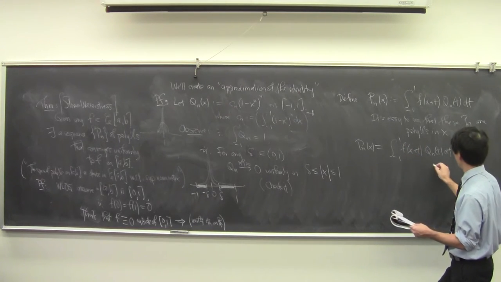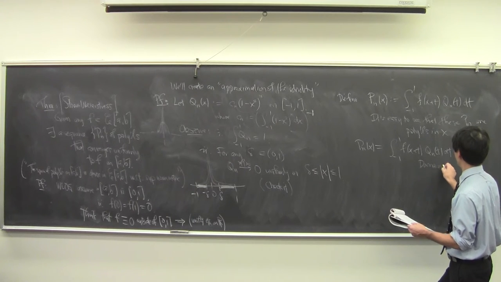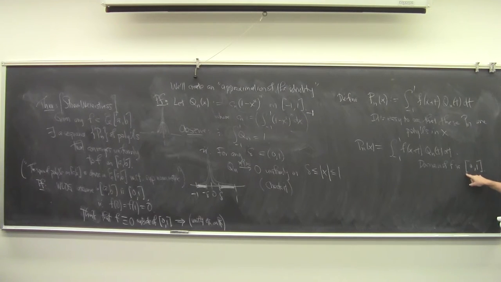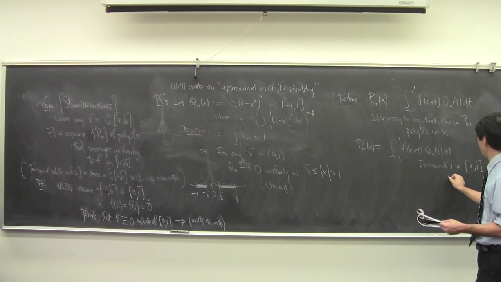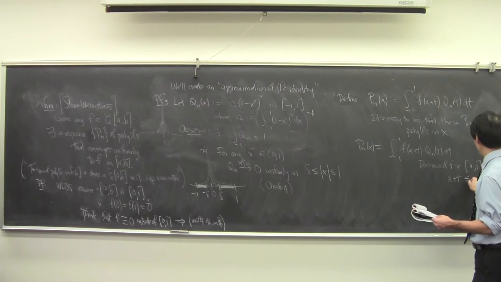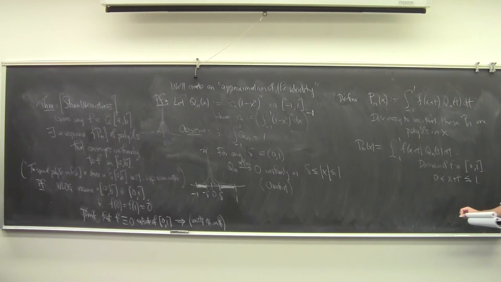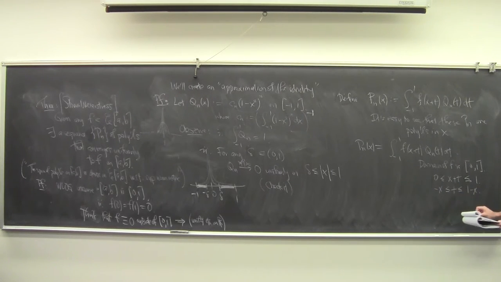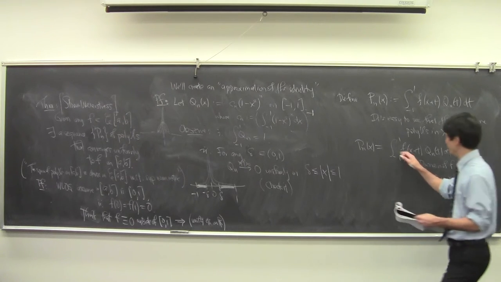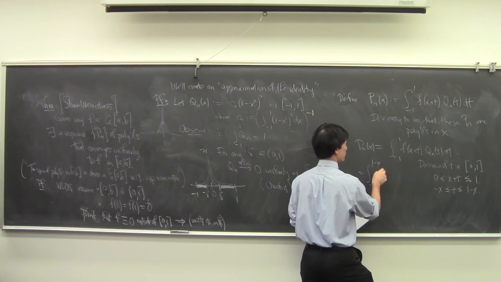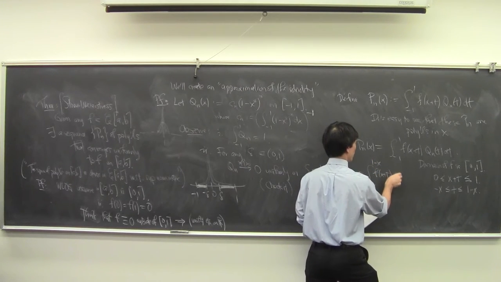Now, the domain of f is 0, 1, so we need x plus t to lie between 0 and 1. That means that t actually ranges from negative x to 1 minus x. So I'm going to rewrite this. This is going to be the integral from negative x to 1 minus x of f of x plus t, q n of t.